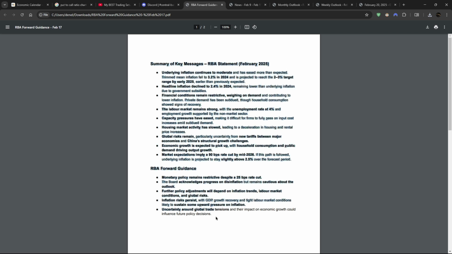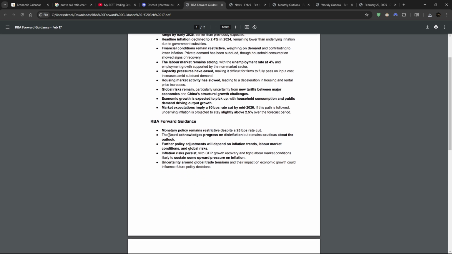actually use ChatGPT. The RBA posts like a 50-page document on their website of their previous interest rate decision. So I just get that PDF document, send it to ChatGPT and say, hey, give me a summary of the key messages from the meeting and also the forward guidance. And then it summarizes it and gives me the important points and the forward guidance. So this is actually really nice. Shows that AI is here to stay.